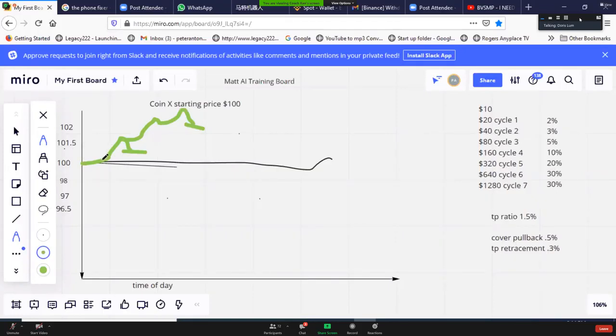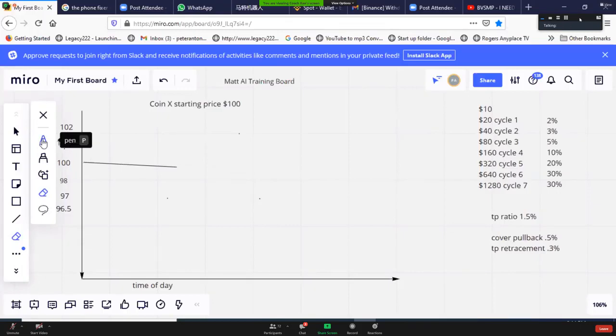Yes. Okay, so now let's look at the other scenario. Let me erase this. There we go. I don't know how to erase all this. Oh, there we go. And here.